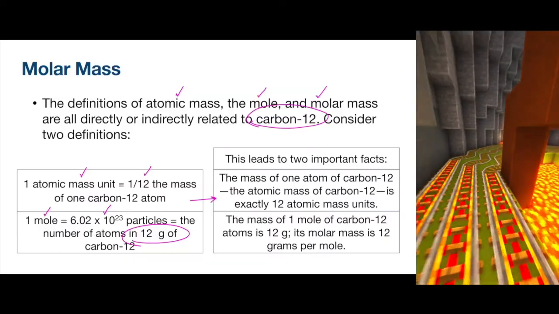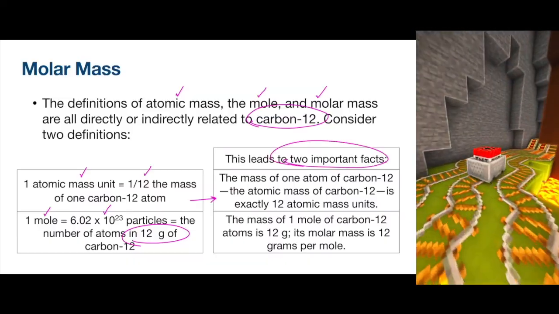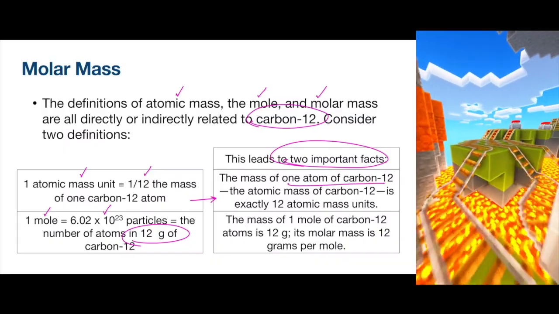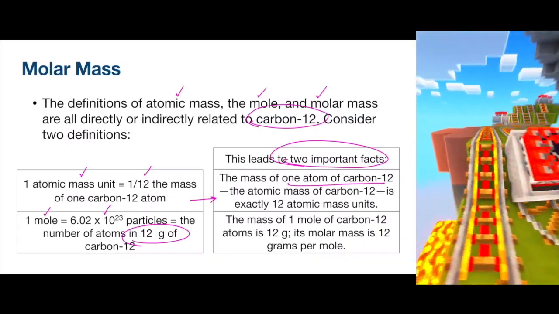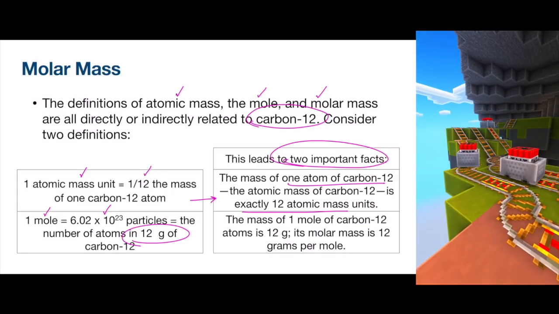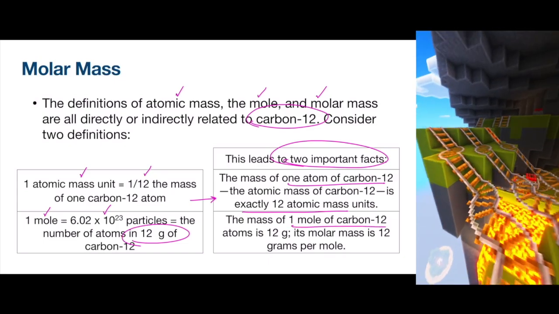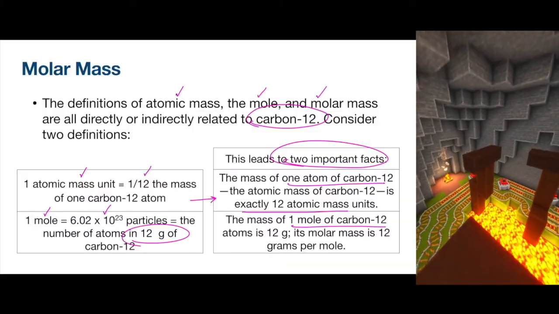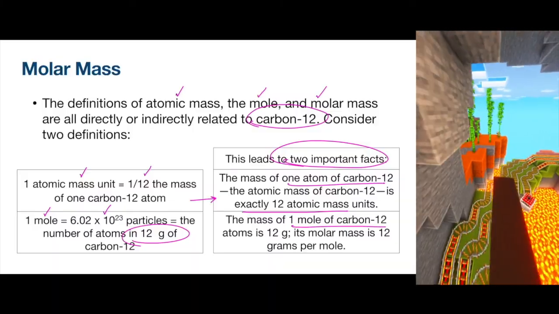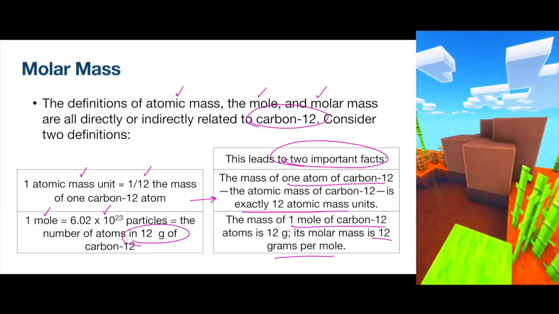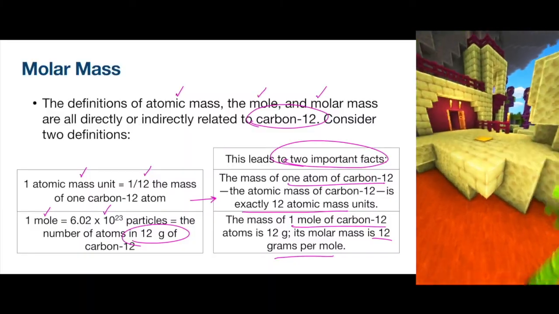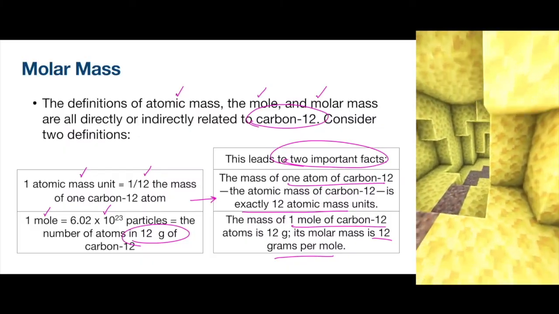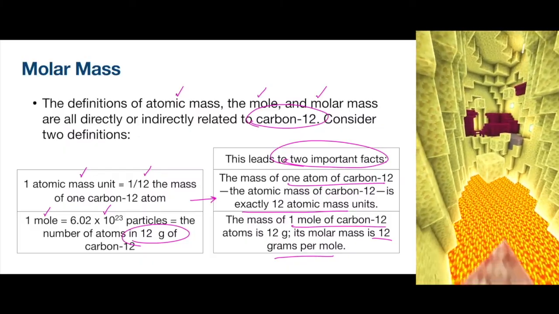Because of these definitions, there are two important facts that follow. First, one carbon-12 atom has an atomic mass of exactly 12 atomic mass units, and 1 mole of carbon-12 atoms has a mass of 12 grams, giving it a molar mass of 12 grams per mole. This is why carbon-12 serves as a bridge linking atomic scale masses to measurable laboratory quantities.